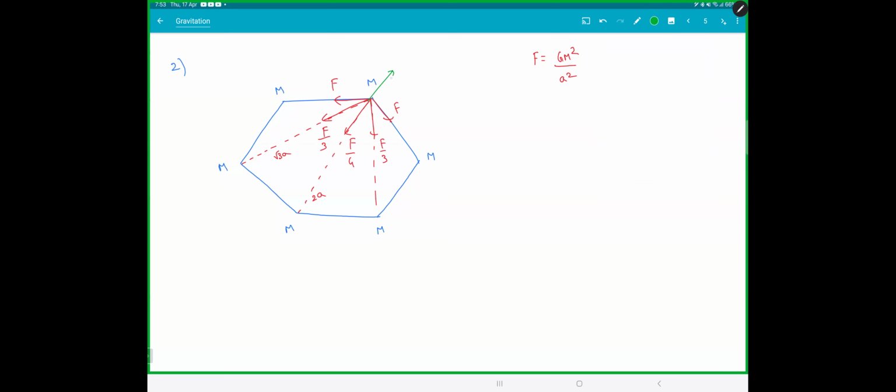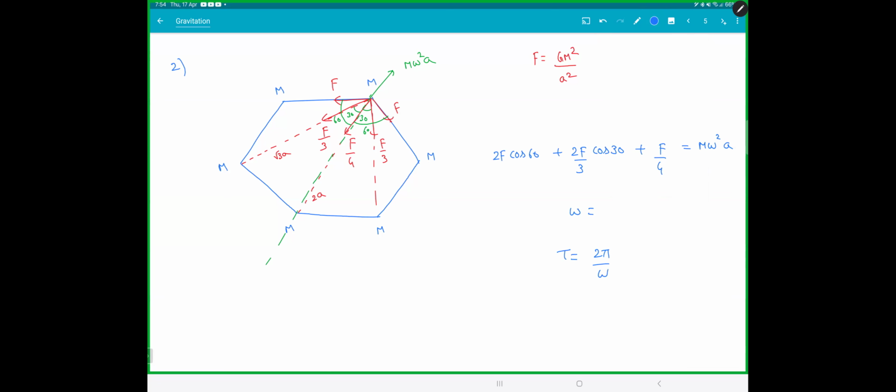And all these are balanced by the centrifugal force m omega square a. You can clearly see here, this is the symmetry line. And what are the angles here? This guy will be 30. This guy will be 30. Agreed? And these angles will be 60 and this angle will be 60. Sure? So what is the resultant force? 2F cos 60 plus 2F by 3 cos 30 plus F by 4. This is the net force acting on that one particle on the hexagon. This is equal to m omega square a. From here omega comes. Time period will be 2 pi by omega.